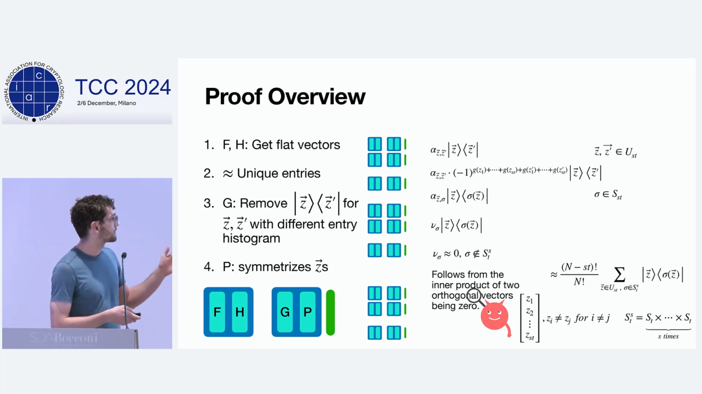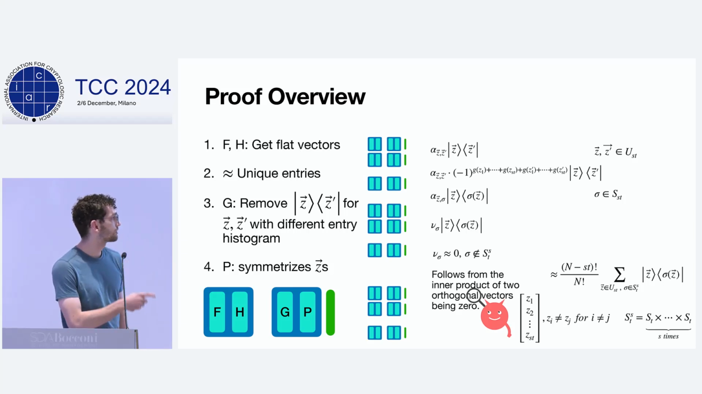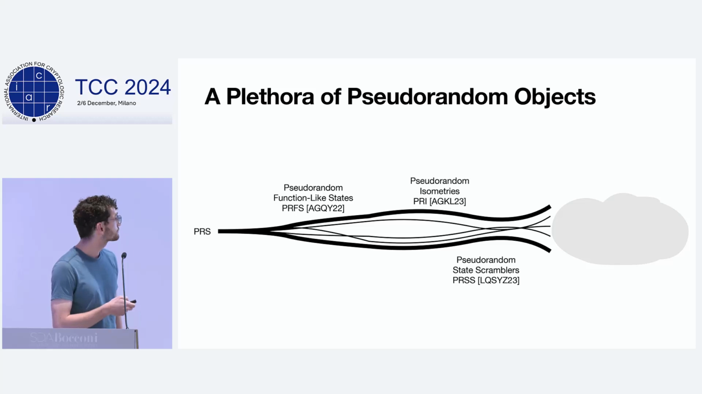Intuitively, why is that? Because if we think about sigma that is not local to each block of T elements, it corresponds to an inner product between two input vectors which are orthogonal by the security definition that we gave.